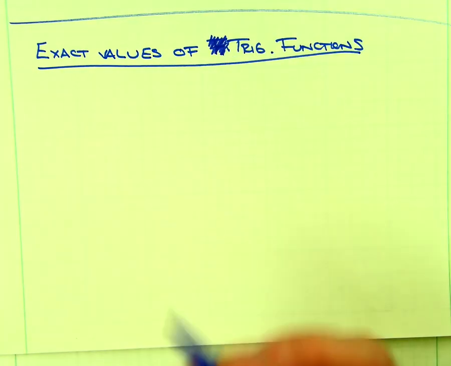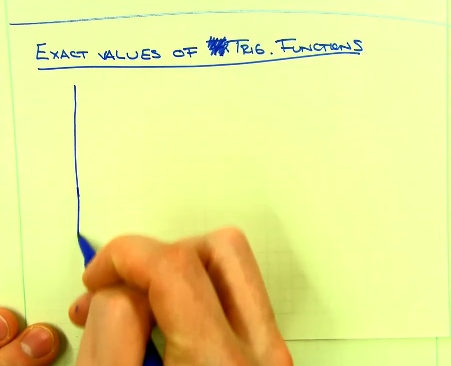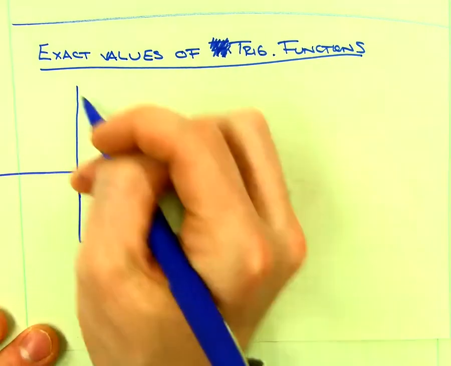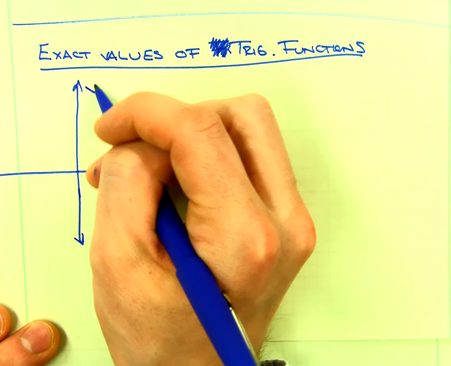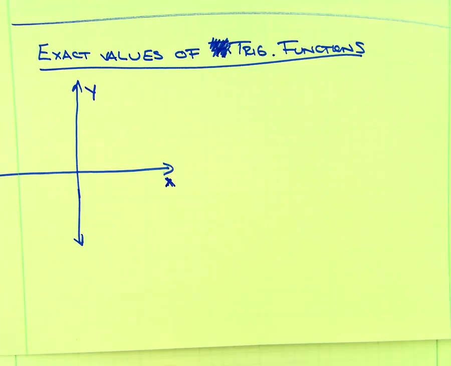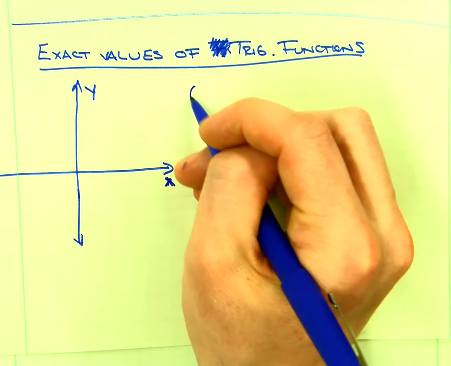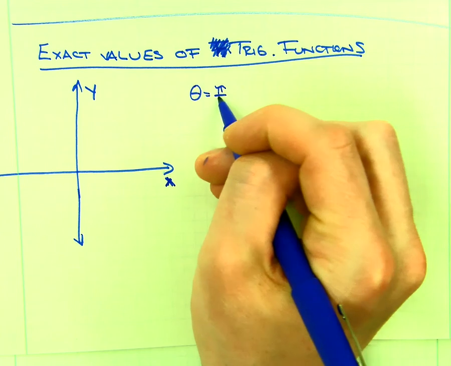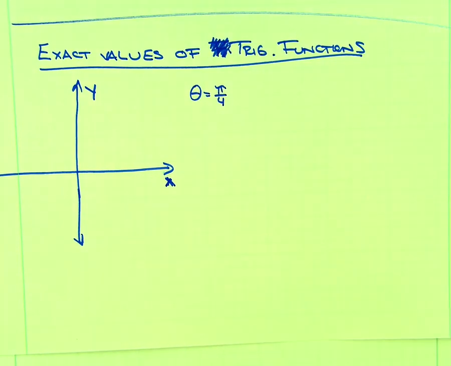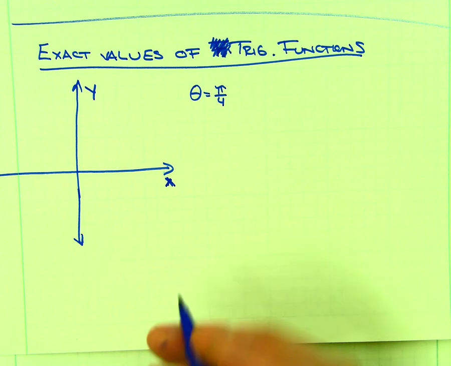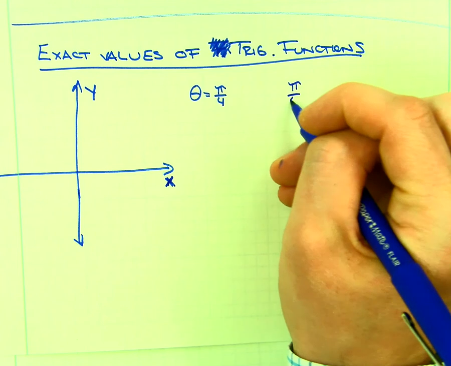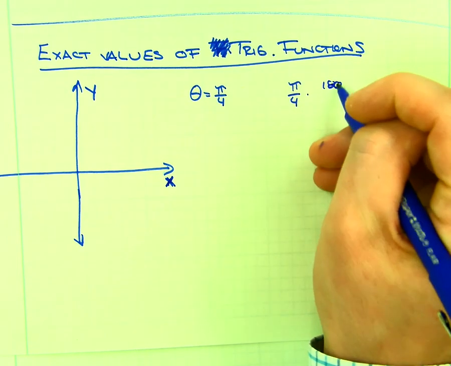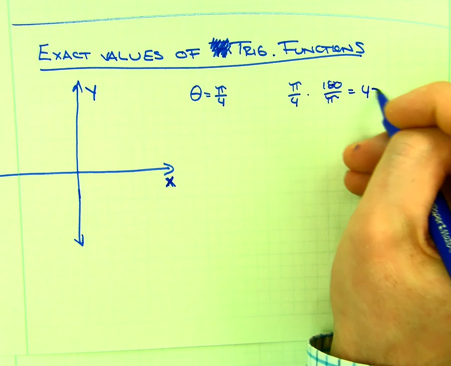Say I've got some coordinate plane, right? And surprise, surprise, in a little bit I'm going to be drawing a circle on here. But say I've got some coordinate plane, x and y. And I'm looking at what happens when theta is equal to pi over 4. This is going to be an angle that pops up a lot. So theta is going to be equal to pi over 4. Or for those of you that want to do the conversion, pi over 4 times 180 over pi is going to be equal to 45 degrees.